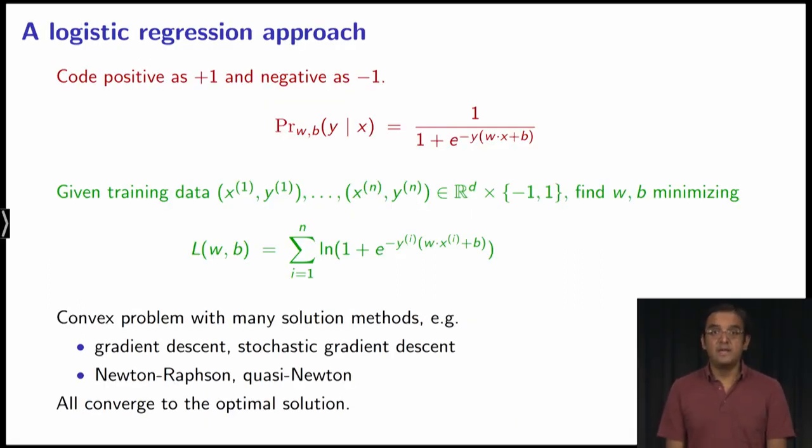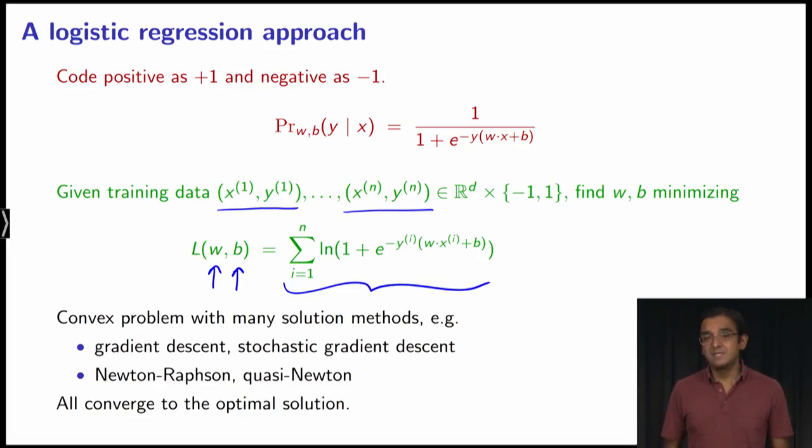Okay, so now we're ready to apply logistic regression. We have 2 classes, positive and negative. Let's code positive as +1 and negative as -1. We have our 2,500 data points, each of which is now a 5,000 dimensional vector. And we need to find the linear function given by W and B that minimizes the logistic regression loss function.